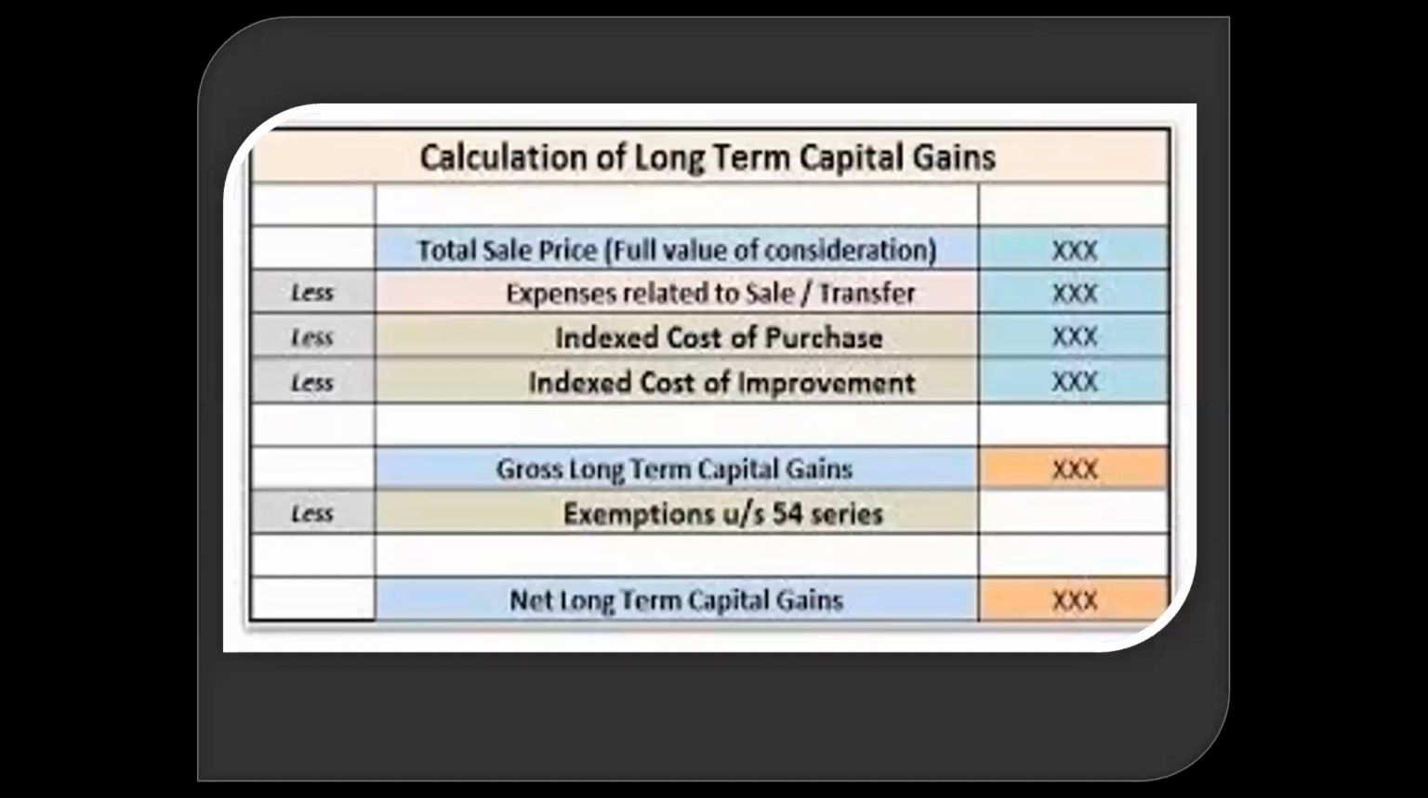Calculation of long-term capital gains, again, the steps are similar. First we will use our sale price, then we will deduct the expenses related to sale, indexed cost of purchase, indexed cost of improvement. We will get our gross long-term capital gains, and then we will deduct the exemptions if we have any, and then we will get our net long-term capital gains.